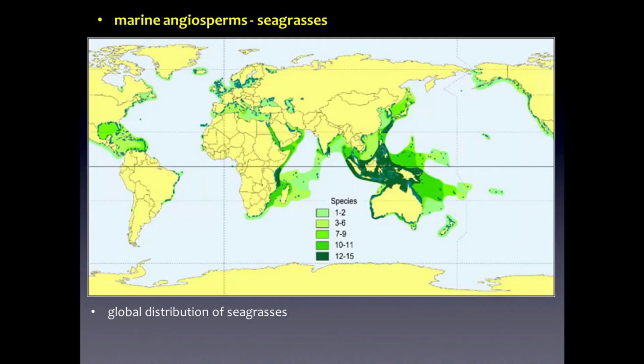And this map just gives you an idea of the global distribution of seagrasses. We don't see them in more northern areas, so definitely nowhere near the South Pole or the North Pole. We see them concentrated more in the tropical and subtropical regions. Some areas we have up to 15 species present. Some areas we only see 1 or 2 different species of seagrasses present.